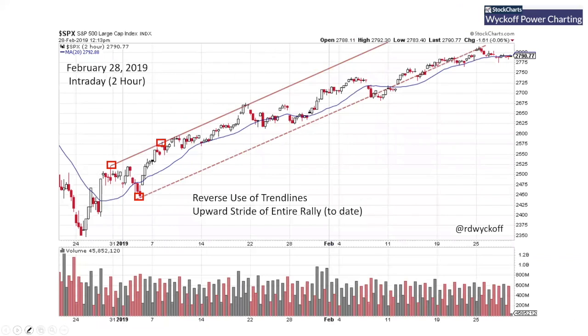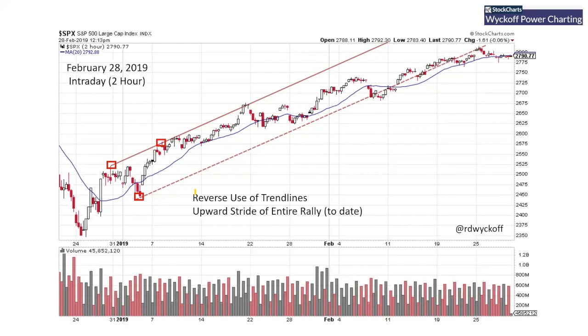Okay, in the time that we have left, I'll move quickly, but I have here three charts that I want to show you on the S&P 500. We've had this beautiful rally that's occurred since the end of December of 2018. We are looking at a 2-hour chart, and I'm doing Wyckoffian trendline analysis here. And so very briefly, what you do with trendline analysis is you identify two adjacent points, these red boxes here.